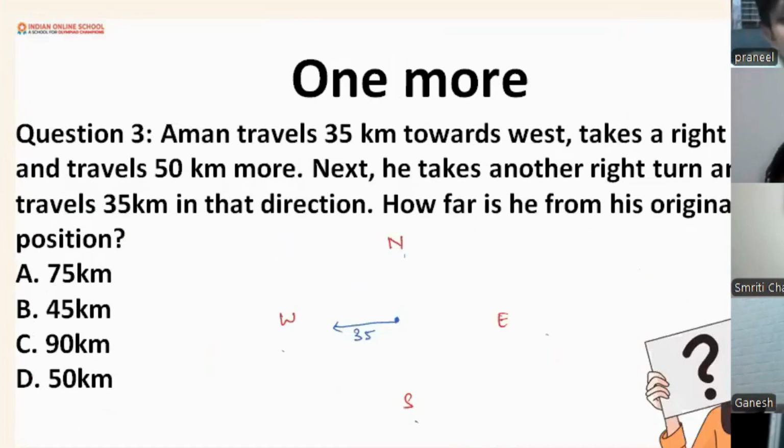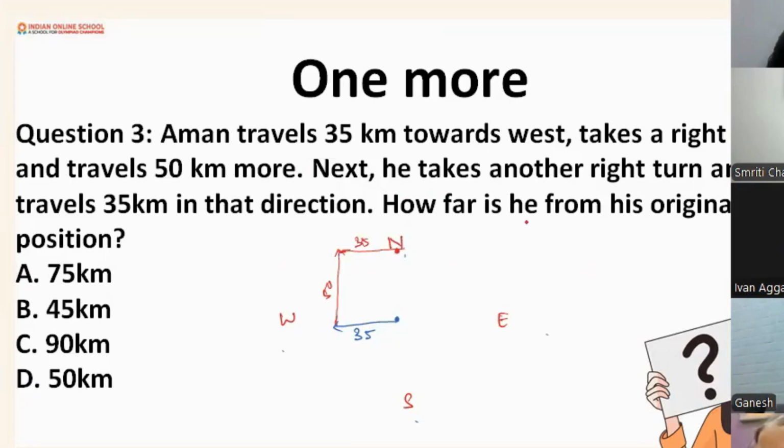Okay. So first, Aman travels 35 kilometers towards west, which means in this direction. And after that, he takes a right turn. Right from west will be in which direction? Ma'am, is it north? Yeah, it needs to be north, and north it needs to be 50 kilometers. Okay. And next he takes another right turn. Another right turn, which means in which direction, Harshvardhan? Ma'am, east. Very good. So he travels for 35 kilometers again.